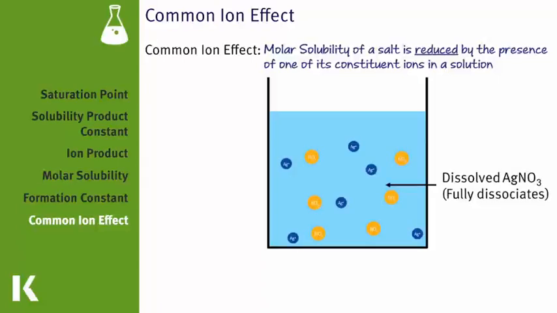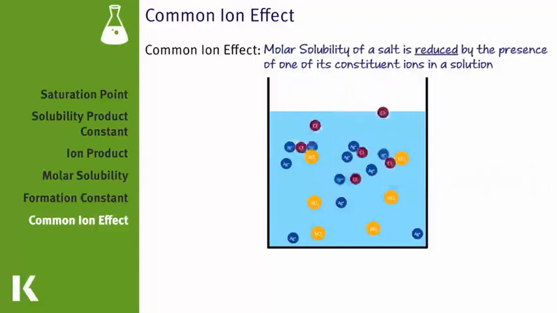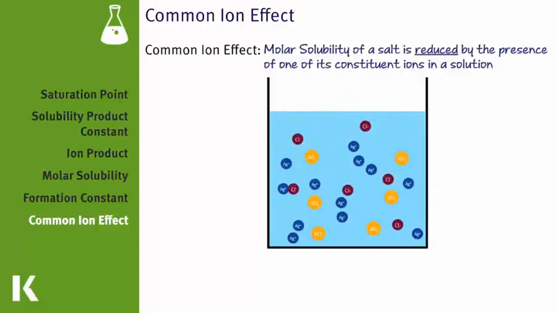In this example, silver nitrate is fully dissociated in our solution. Then we add some silver chloride. Here, silver is the common ion between the solution and the dissociating solid. Because the ion silver is already in solution, less of the silver chloride will dissociate. The solution may already be near saturation for silver ions, so the molar solubility of the silver chloride is reduced.